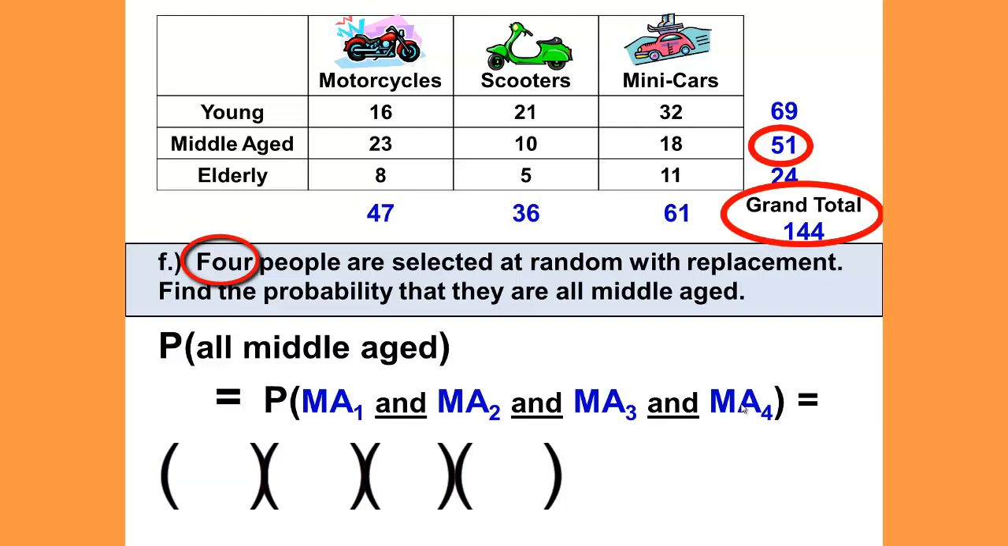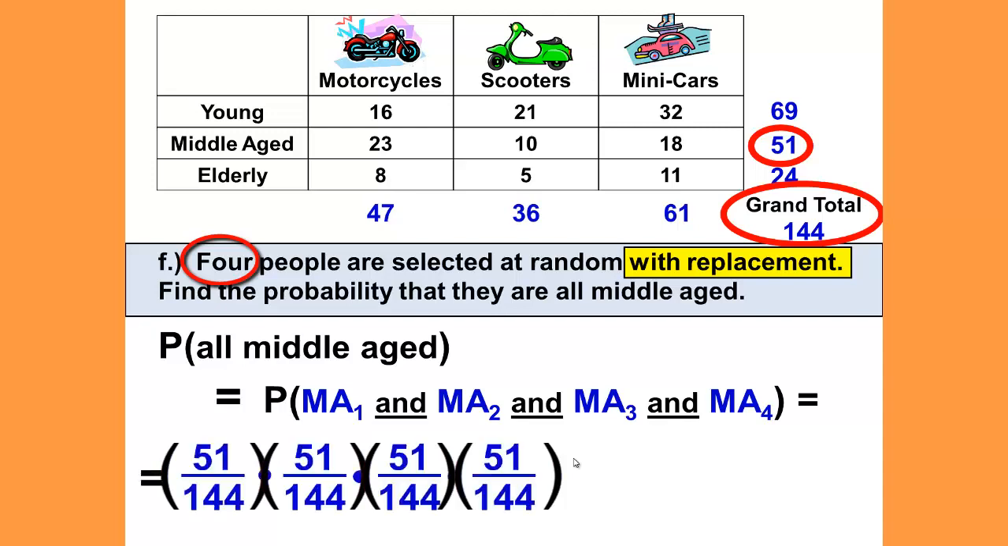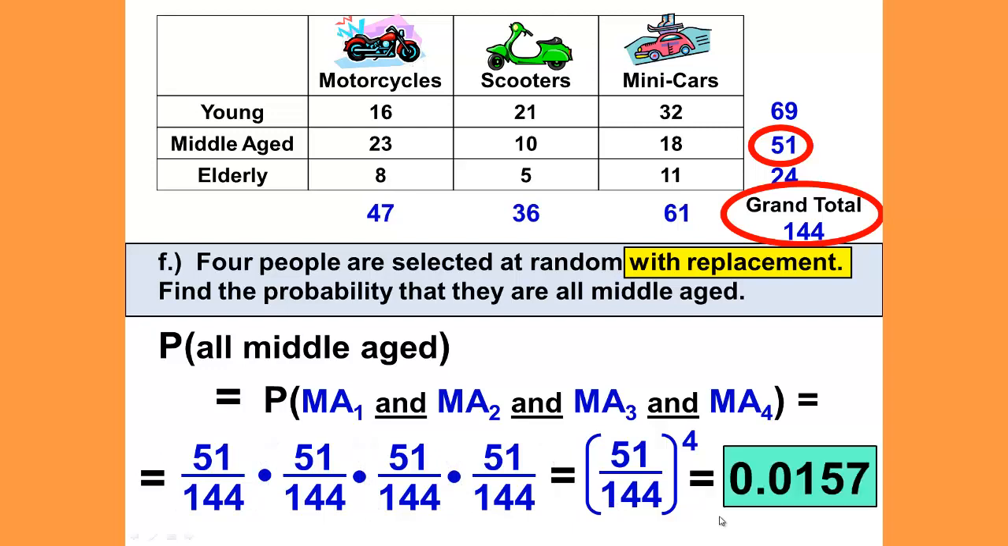Now, the next thing that we want to do is look at how many middle-aged we have to start out with. We have a total of 51 out of the grand total of 144. The next thing to notice is whether we're doing it with replacement or without. In this case, we're doing it with replacement. That means our sample space stays constant, and therefore so do our fractions. Our sample space does not change, therefore our fractions do not change, and we have 4 fractions. Like I said, I tend to put these in parentheses and then fill the numbers into the parentheses. Ms. Borlaug does it with notation to represent the same thing, so that we have 51 over 144, 4 times, or 51 over 144 to the 4th power. Placing that into the calculator will give us 0.0157 as our final answer for part F.